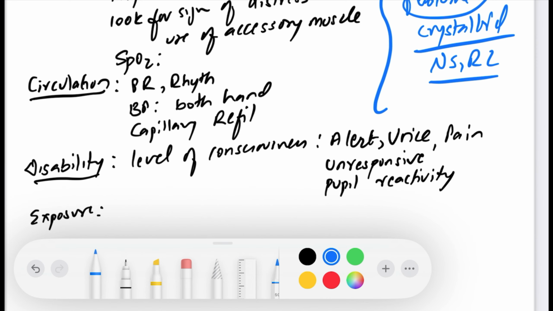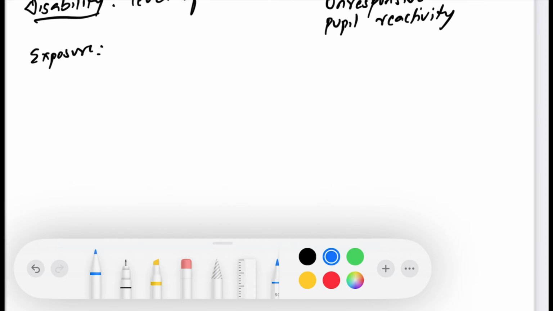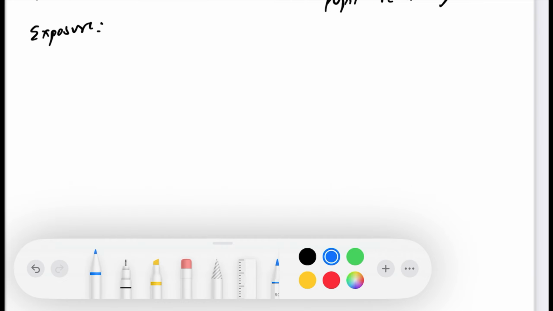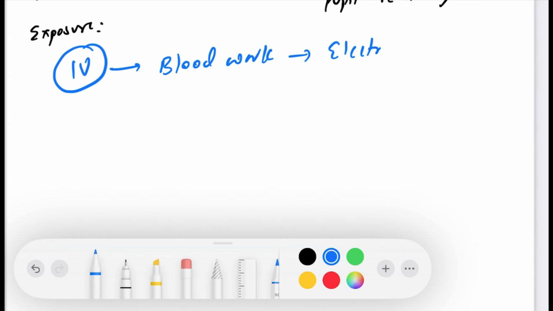After this, you open the IV line and send for some blood work, to check electrolytes, if you think an electrolyte abnormality might be the cause of tachycardia. Along with electrolytes, you can also send other baseline tests.